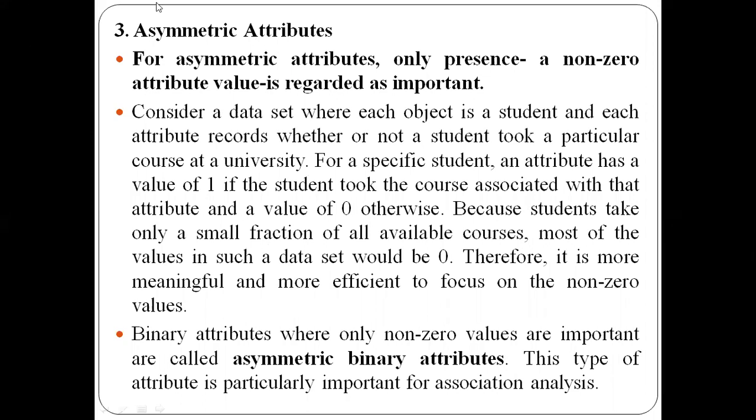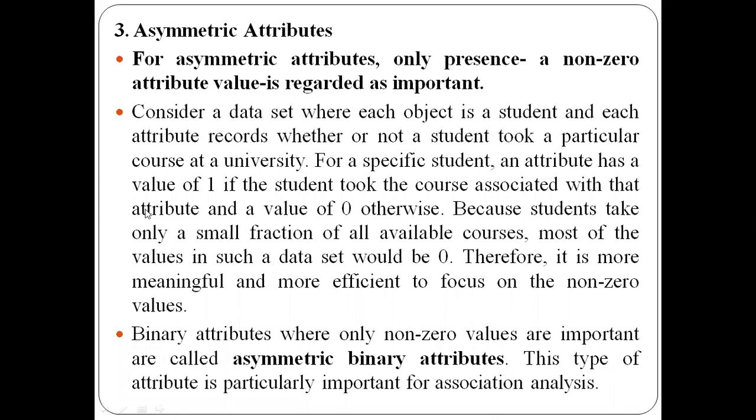The same example we have taken here: a student record, where we record whether the student has taken the course or not. If the student has taken the course, that value will be recorded as 1, and if he has not taken the course, that will be recorded as 0. Now, how many students have taken the course? In order to find that, we filter only the records which have the value 1. That is, we are bothered about the non-zero values here and not about the 0 values.